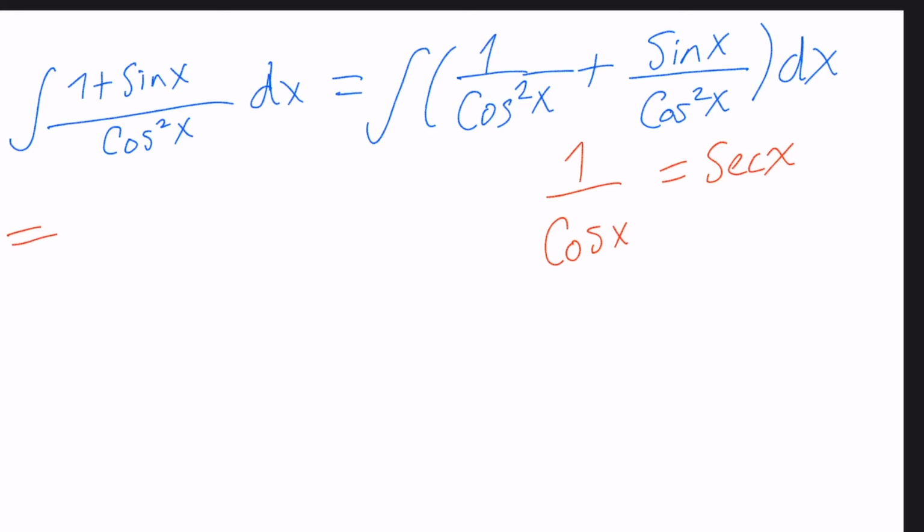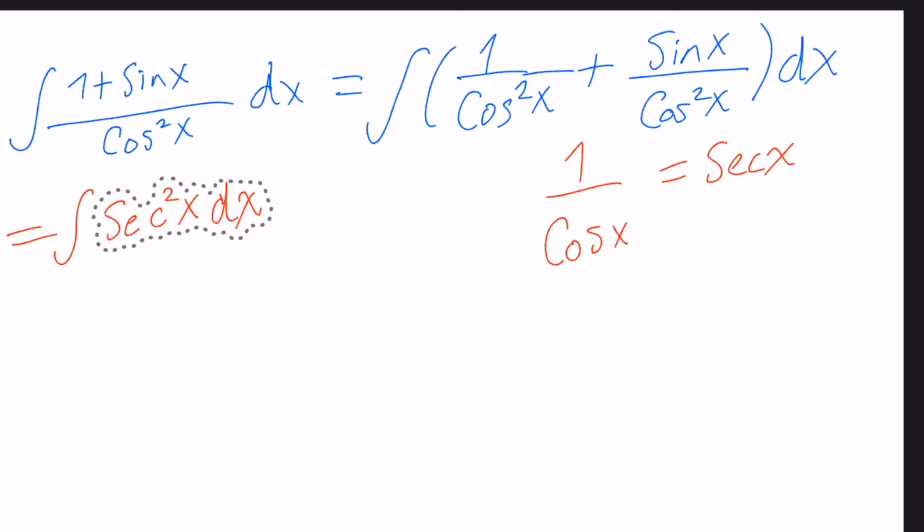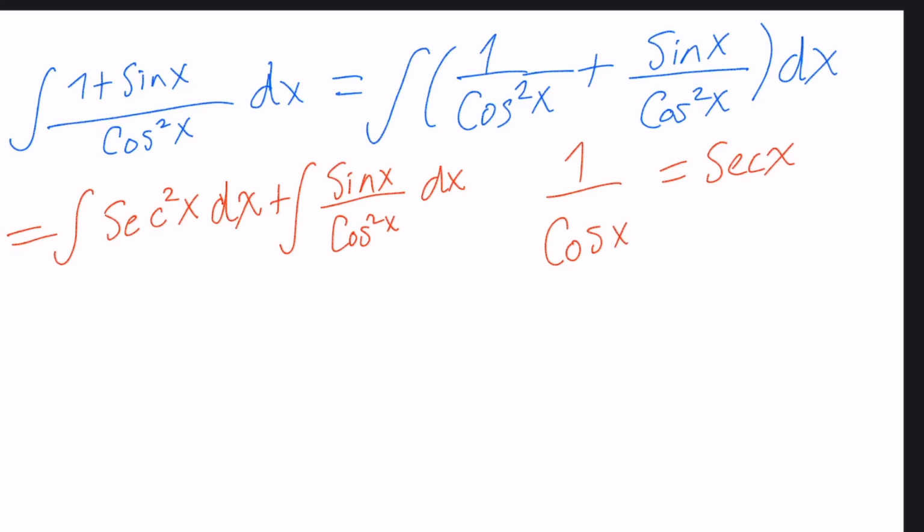Okay, why is it helpful here? Let's see. Because cosine squared, then secant square of x, and I will separate by dx. So given that I will separate it, I don't need this parenthesis, and I will make more tens plus sine of x divided by cosine square of x by dx.